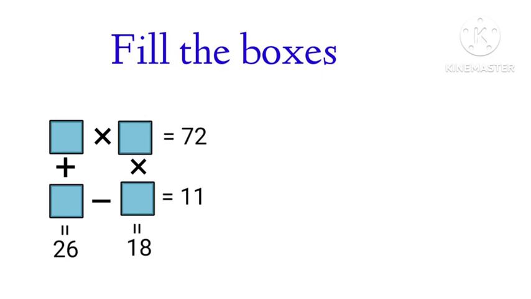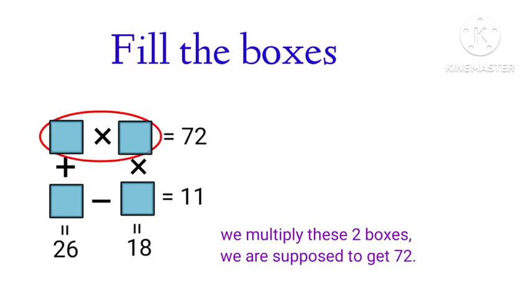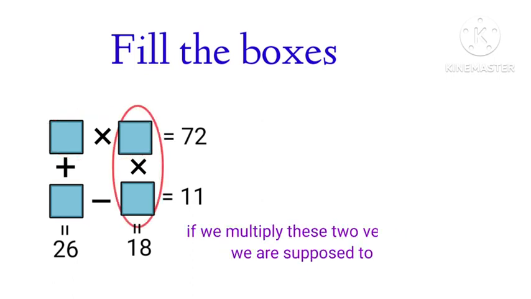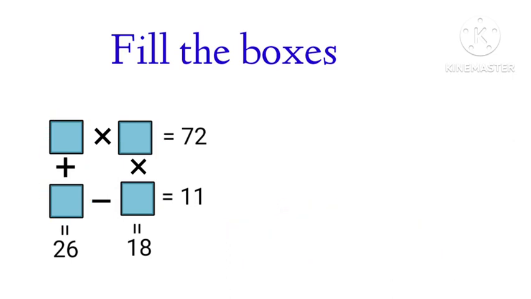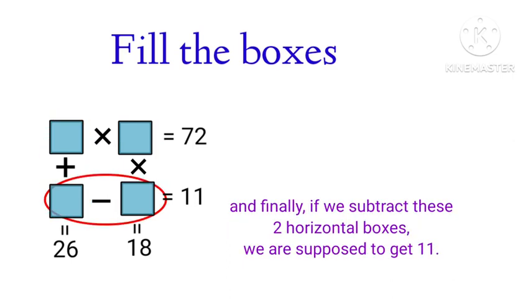Now I'm going to tell you how to fill these 4 empty boxes by using their values. We multiply these 2 boxes, we are supposed to get 72. If we multiply these 2 vertical boxes, we are supposed to get 18. Furthermore, if we add these 2 vertical boxes, we are supposed to get 26. And finally, if we subtract these 2 horizontal boxes, we are supposed to get 11.